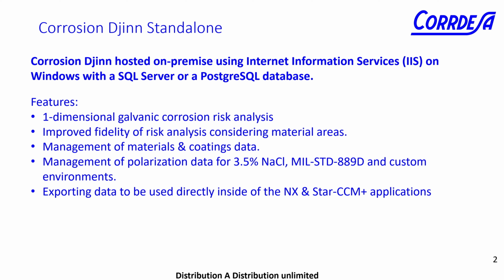This version particularly needs to be hosted on a Windows server alongside a SQL Server or a Postgres database. It features the same capabilities as Corrosion Djinn, with one-dimensional galvanic corrosion risk analysis, increased fidelity with material area ratios, and then allows the user to manage their own material and coating data, including the polarization data for any environments they create on their own, or existing environments such as the 3.5% or the mill standard environment.